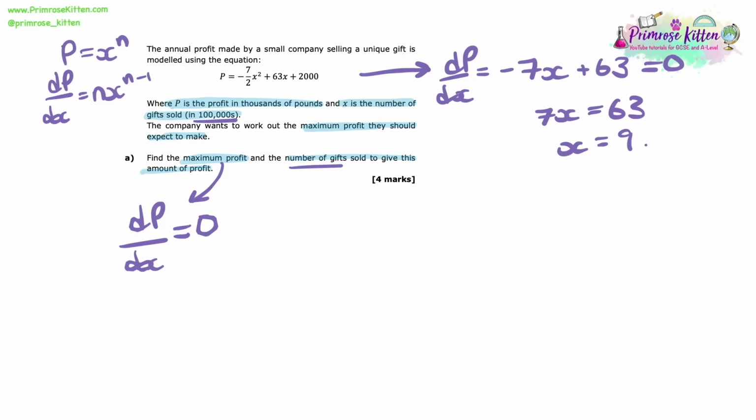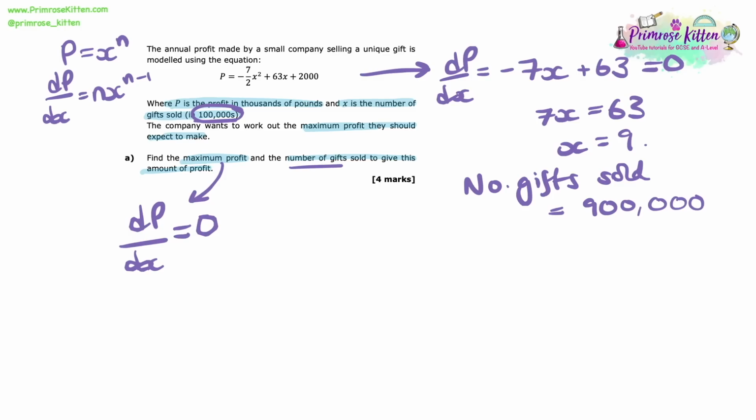Now that is the number of gifts. However, it's not 9 gifts, we can't end there. We have to remember looking at the units, and in any problem solving sort of modelling type question, please do go and look at the actual units. We need to multiply through by 100,000. So actually 900,000 gifts would be sold to get this maximum amount of profit. So now we know the corresponding value of x that will give us this maximum value.